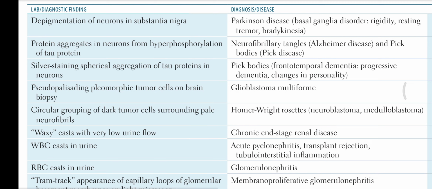The first one is deep pigmentation of neurons in substantia nigra. That is Parkinson's disease. It is a basal ganglia disorder in which there is rigidity, resting tremors, and bradykinesia. The features we see in this condition are rigidity, resting tremor, bradykinesia.